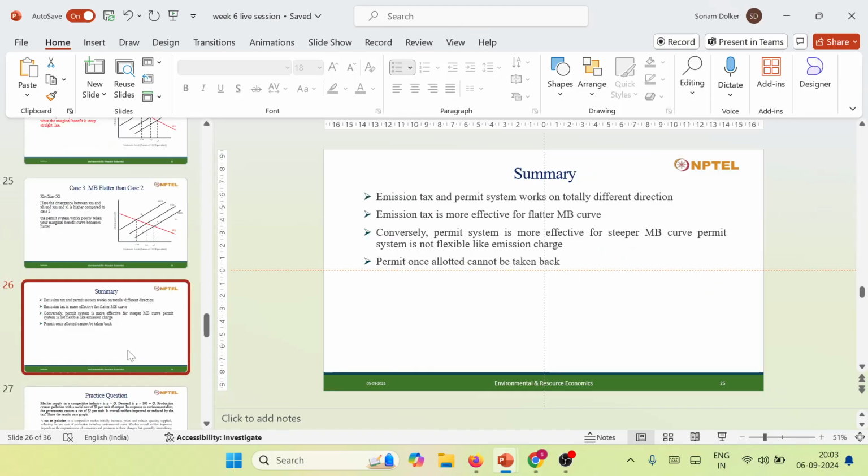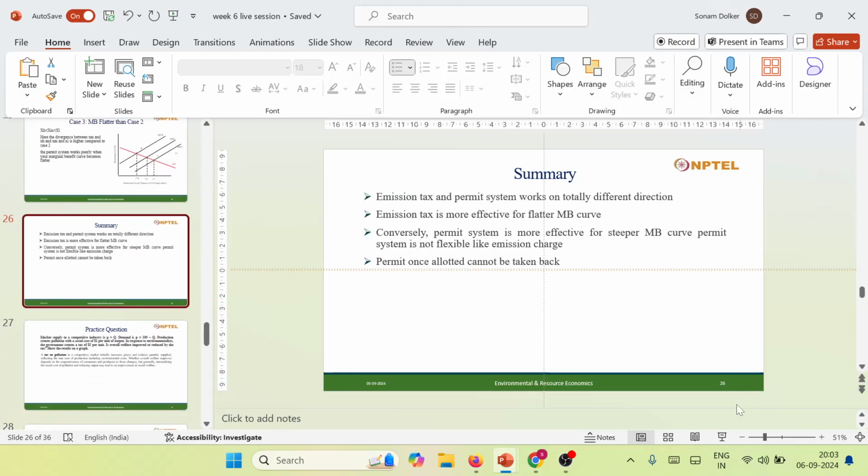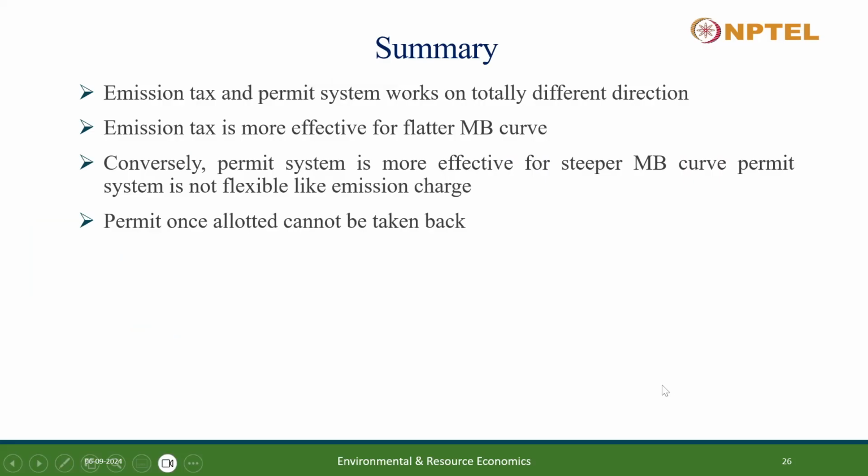Okay, now we will summarize the previous part. So emission tax and permit system works on totally different direction. Emission tax is more effective for flatter MB curve. Conversely, permit system is more effective for steeper MB curve.